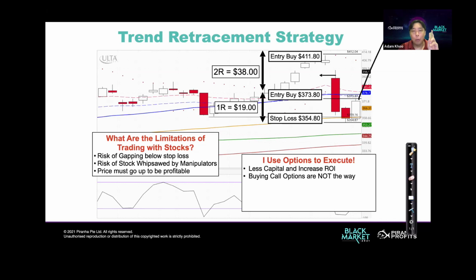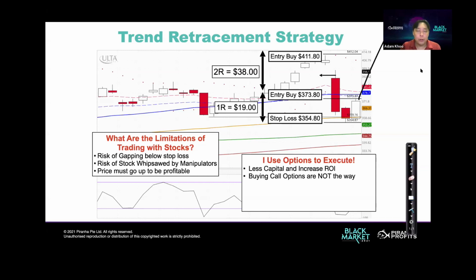Number two, to make money, the price has to go up, right? If the price goes sideways or goes down, your calls will become worthless. And the problem is when you buy call options, they lose value every day because options are decaying assets. Every day it loses time value. So slowly and slowly, you're losing money every day until it expires, okay?